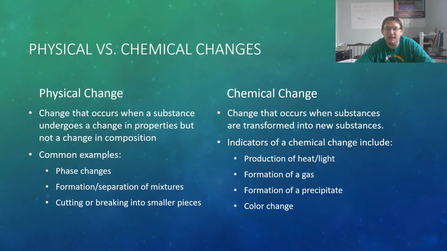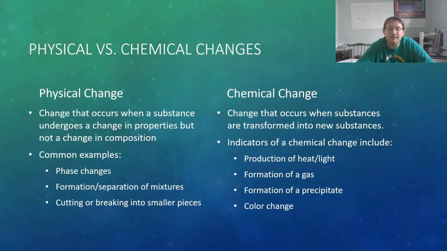This could be a phase change. It could be when a mixture forms or separates, cutting something into smaller pieces, crumbling something up. If it's a piece of metal, we could draw it into wires or flatten it into sheets. These are all just physical changes. Changing its color by simply painting it or something like that. These are physical changes. A chemical change is a change that occurs when a new substance is produced.